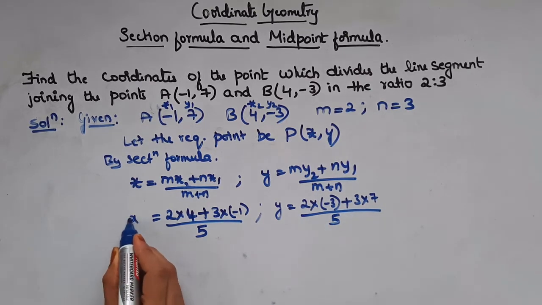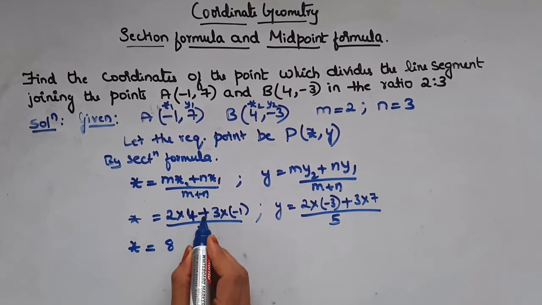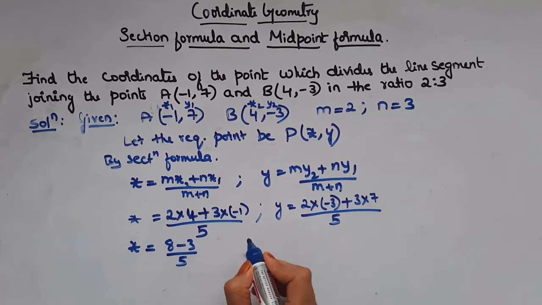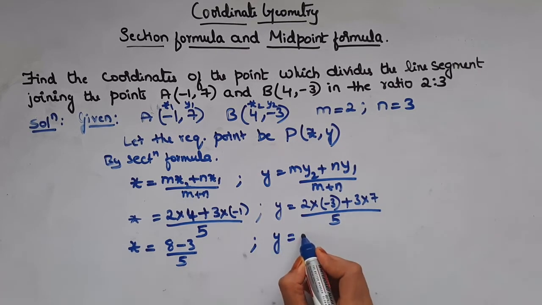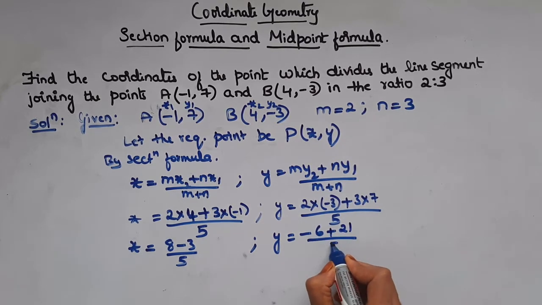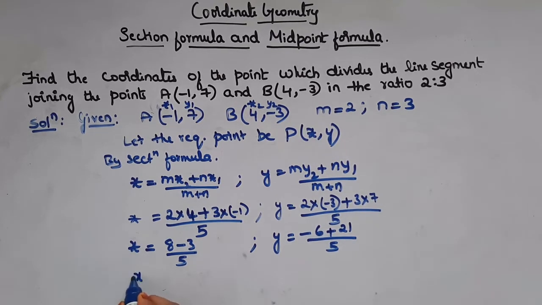So here x, your x is 2 times 4 is 8, so 8 plus, into minus, is minus 3 times 1 is 3, by 5, right? And your y is minus 3 times 2 is 6 plus 3 times 7 is 21, by 5. So therefore your x is 8 minus 3, which will give you 5, 5 by 5. This is nothing but 5 ones are 5, 5 ones are 5. So your x is 1.